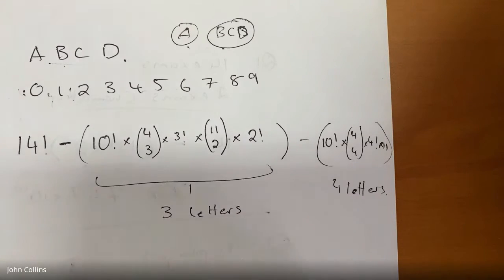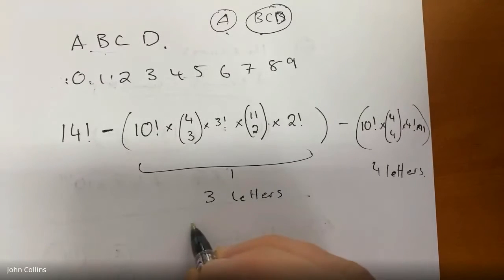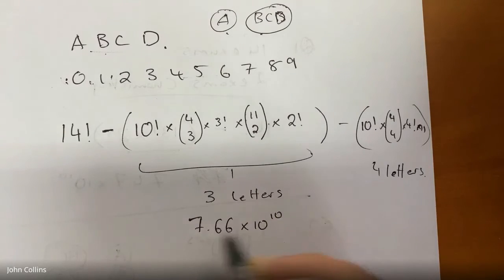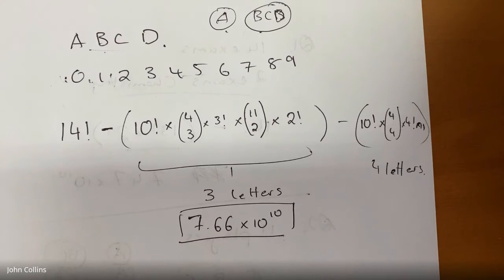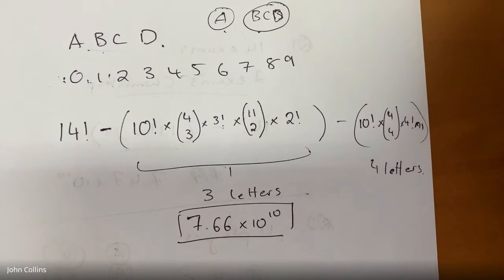Is that what you did? No, that's what I've just been writing down now. Okay, so that would give 7.66 times 10 to the 10. Okay, it makes sense now. I just need to remember to look at all the different arrangements.